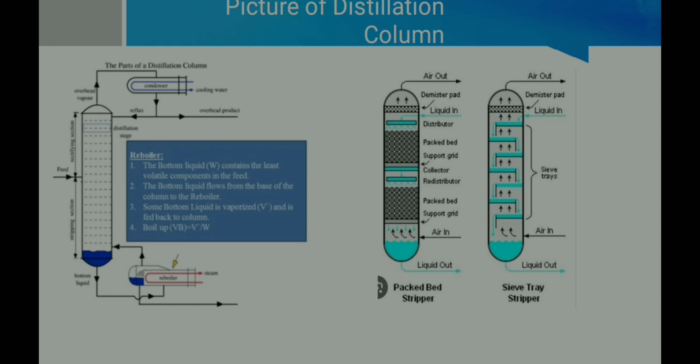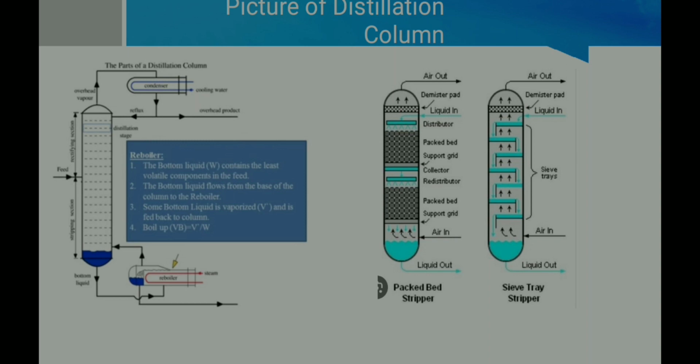Again, it goes to the reflux drum for the overhead product, and the remaining reflux drum solution goes back to the distillation column. Again, it's recycled back. It goes down and goes to the reboiler. Again, it goes to the bottom, and the vapor goes up and converts into a liquid. Actually, it's a recycling process.